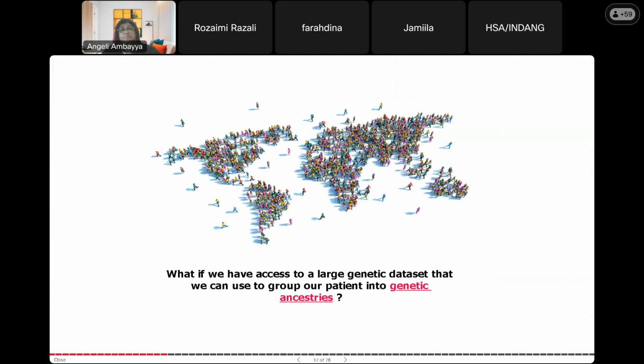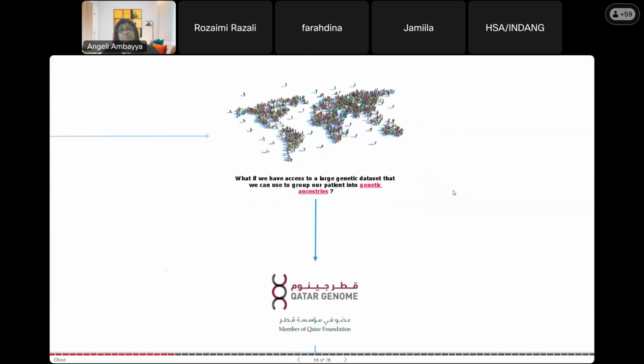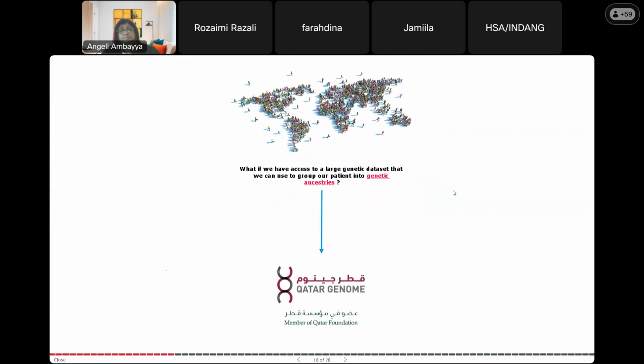Now, imagine if we can use a large genetic data set, okay, that we can use to group our patient or our sample of interest into genetic ancestry. Nowadays, there are many genome sequencing efforts being done all over the world. We have, for example, Genomics England, near to Malaysia, we have Singapore Genome Project, and in Qatar, we also have a similar project, which is called Qatar Genome Project.